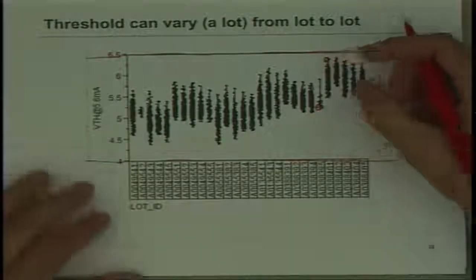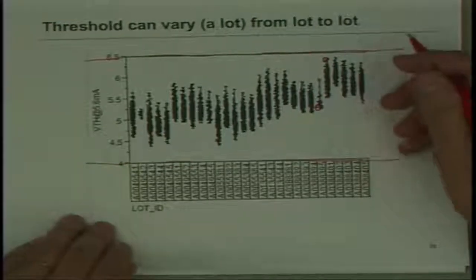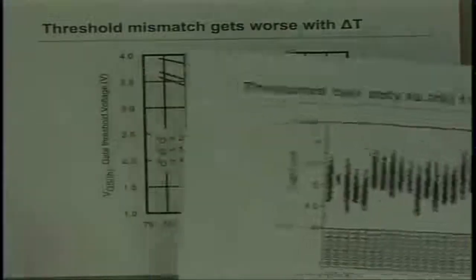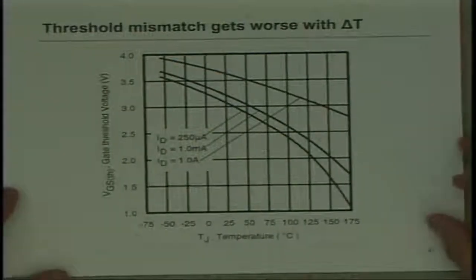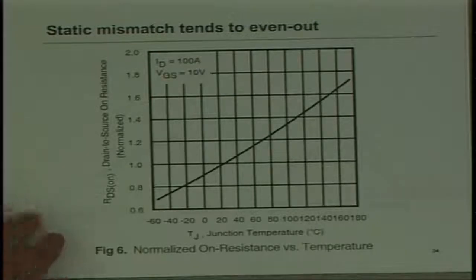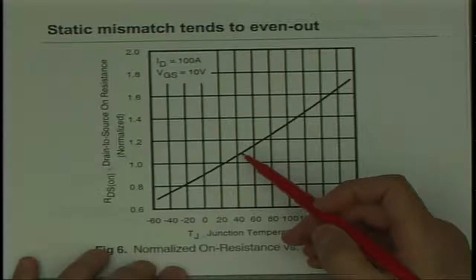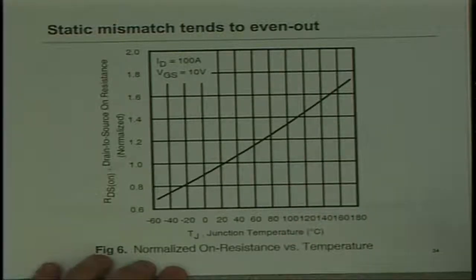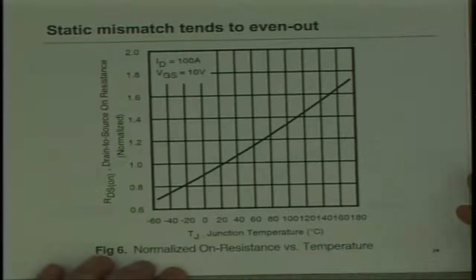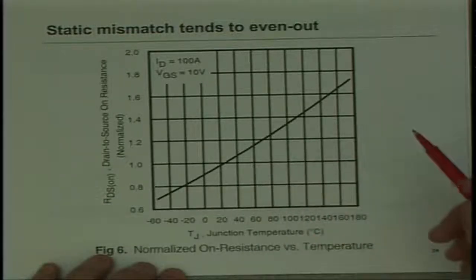So one of the things we always recommend is if you're paralleling a lot of devices at high current, at least take them all from a single wafer lot. That's the way that manufacturing orders them. I think we covered this. The threshold gets a lot worse with delta T. However, statically, because of this curve we looked at earlier, the dynamic, so the switching characteristics get worse as temperature differences become worse. However, conduction losses tend to even out because of the positive temperature coefficient of RDS on.